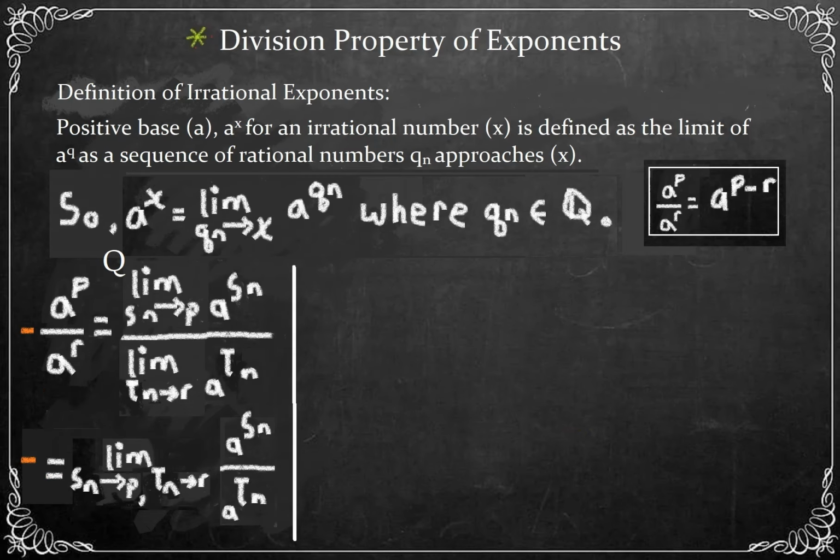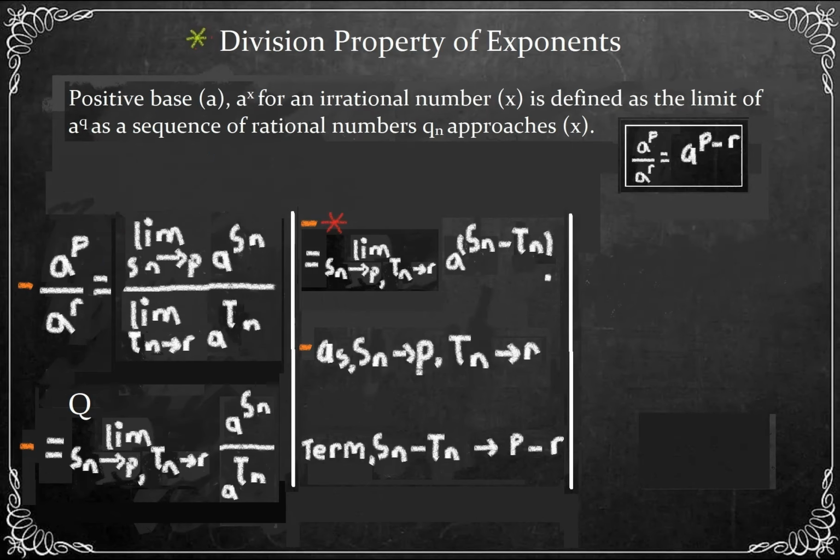In the first column, we have a to p over a to r, which equals the limit of a to s sub n over the limit of a to t sub n. Then we can combine the limits, second orange bullet, making use of the quotient property for limits in its entirety. Second column, how can we rewrite the quotient expression? Red asterisk, we use the division property for rational numbers because the sequences s sub n and t sub n are defined to be elements of the rational numbers.